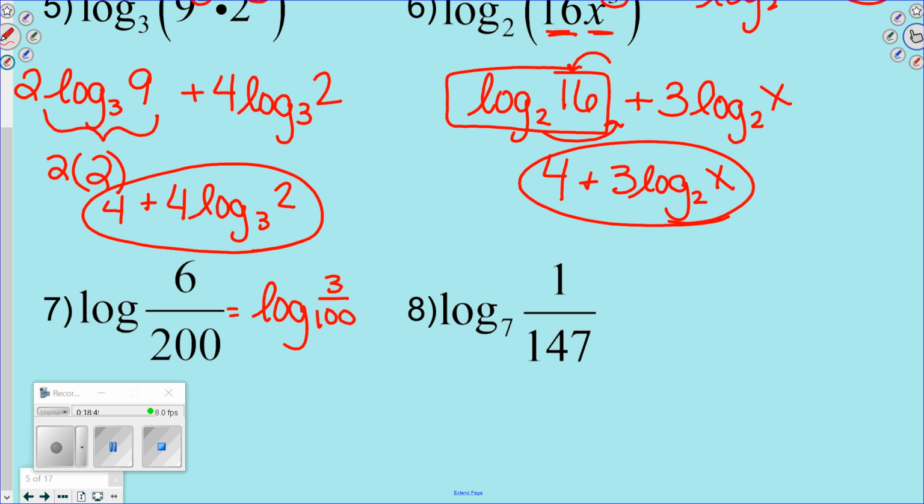What's your base? 10. If it makes you feel more comfortable, you can write it in. If you don't want to, you don't have to. It's totally up to you, whatever you're comfortable with. All right, how many times will I write the word log? Twice. I have a 3, and it's being divided by the 100. So I'm going to put a log with the 3 and a log with the 100. I got to put it on both. So I'm going to have log base 10 of 3 minus, because it's division, log base 10 of 100.